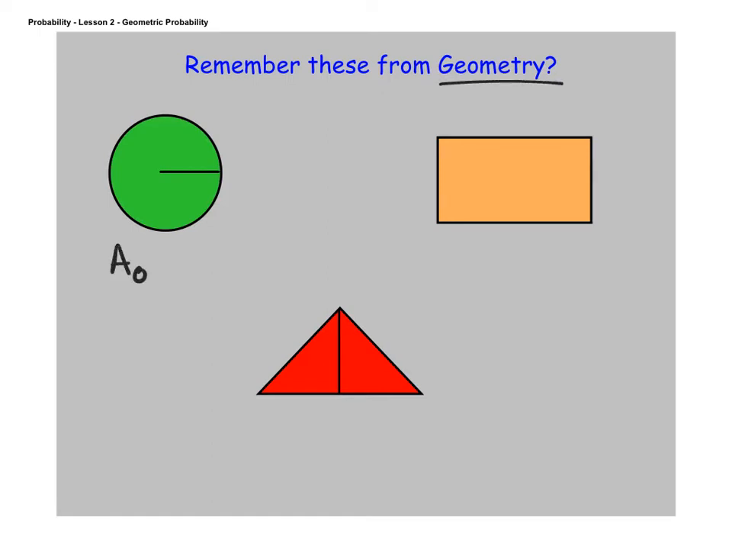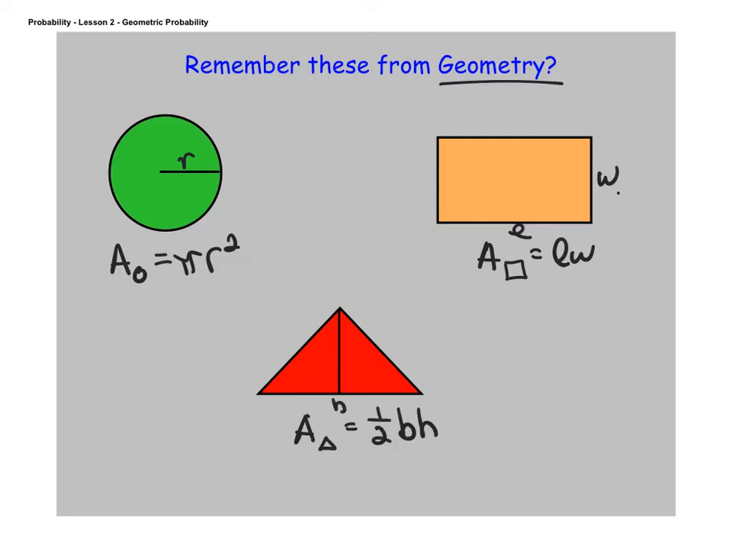Area of, we'll just do that for a circle. The distance from the center to the edge of the circle is called r. Area of a circle is pi r squared. Area of a rectangle is length times the width. And area of a triangle is half of that, half base times height, or half length times the width.